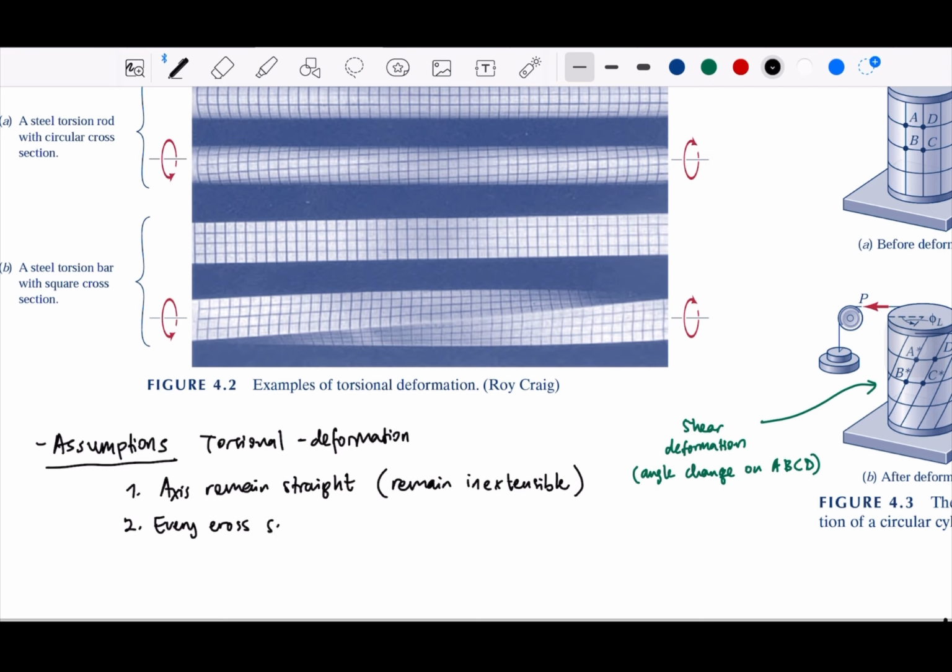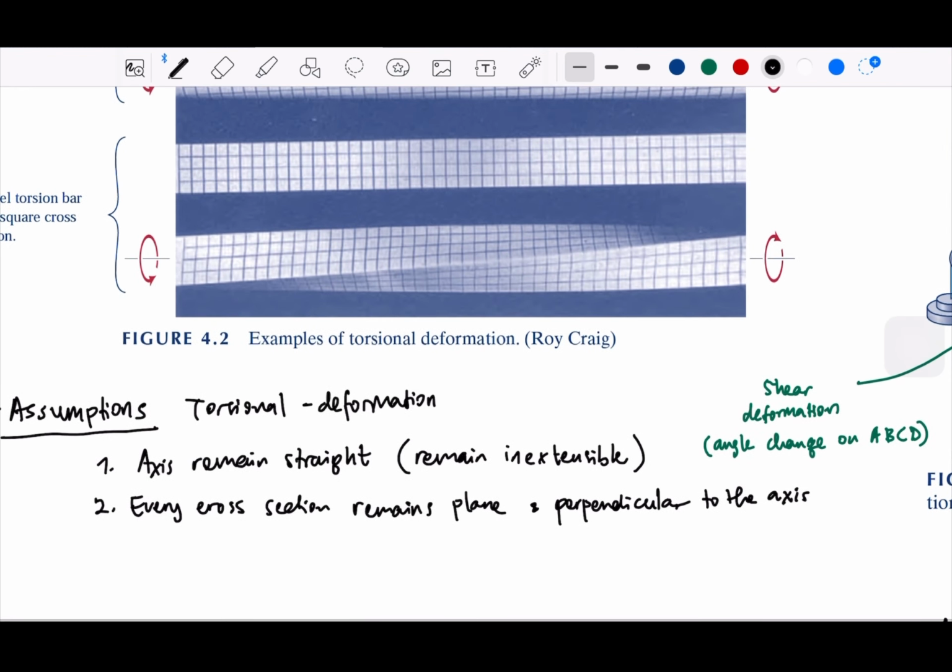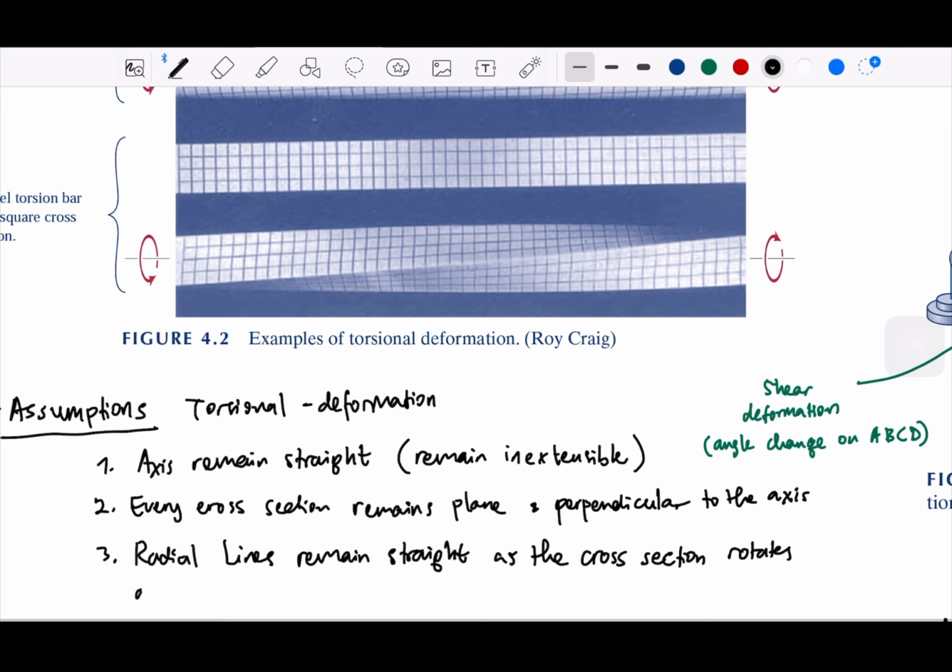We'll write again, every cross section remains plane and perpendicular to the axis. And third, radial lines remain straight as the cross section rotates about the axis.